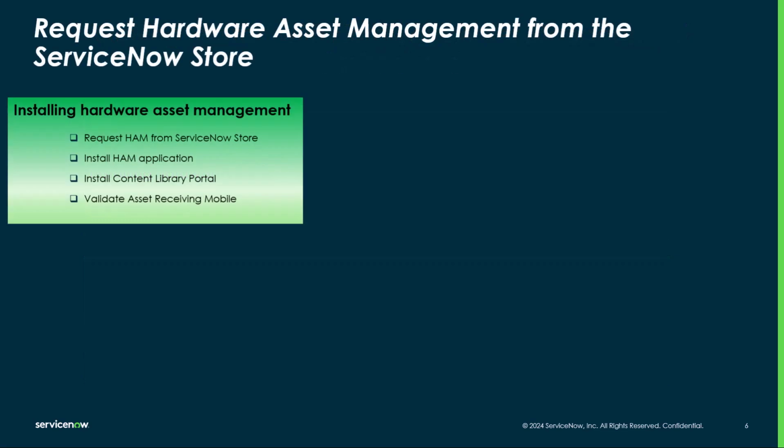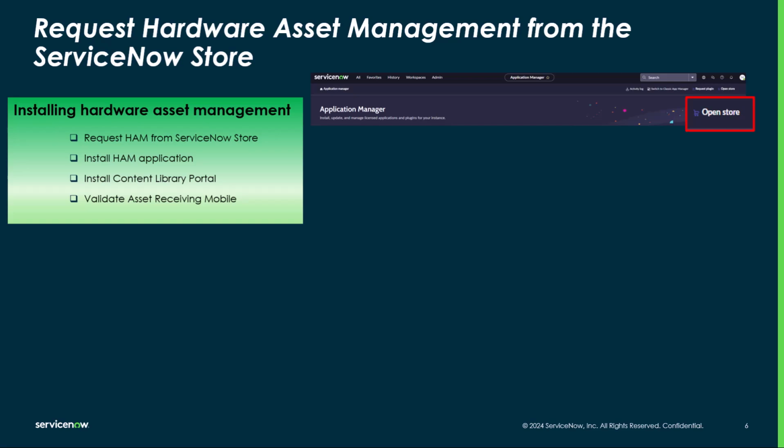So the first step in installing hardware asset management is requesting the HAM plugin or HAM application from the ServiceNow store. You're going to need to be an administrator within ServiceNow to be able to do this step. So you're going to have to work with your platform administrator, your system administrator to do the following steps, because you likely don't have permission yourself, or maybe you do if you're an admin within the platform.